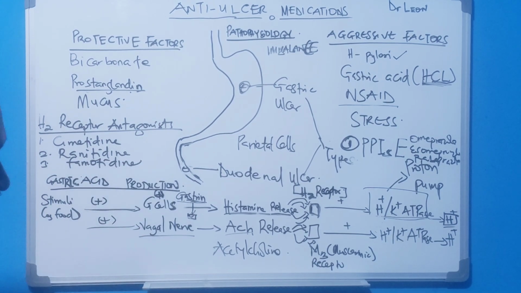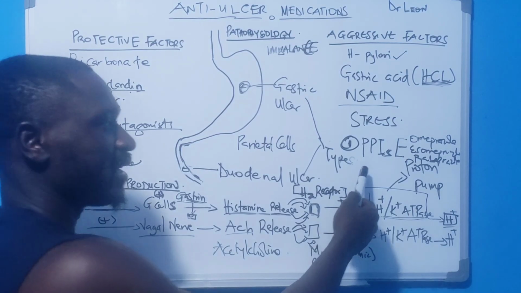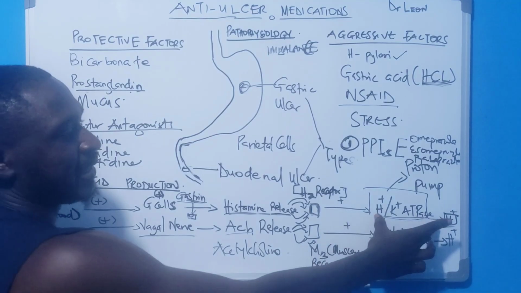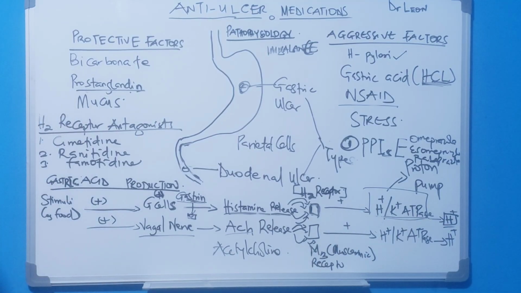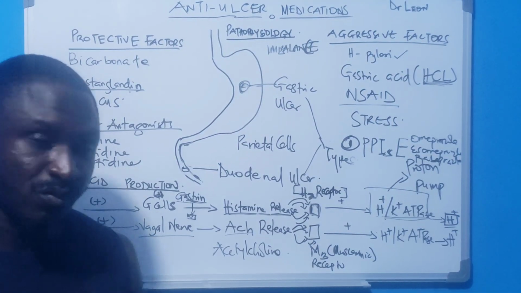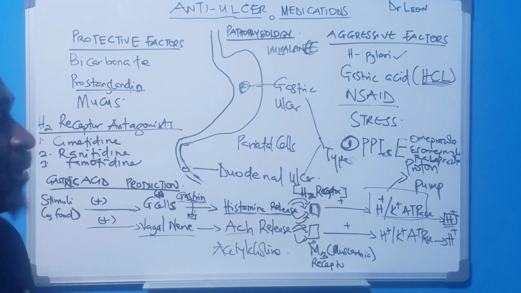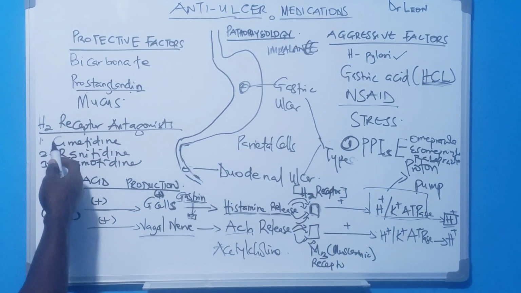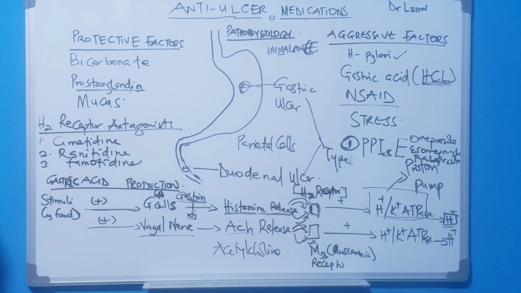Do you get it? But the most effective ones will be the PPI, because when you consider the pathway, that's the main enzyme producing acid. You get it? Exactly. Yes, another class 2. So right now we know about 2, the PPIs and then the H2 receptor antagonists.